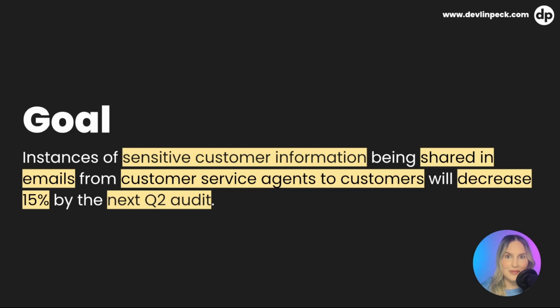So let's look at timelines here, because we have last quarter four, then we need to build this course, launch this course, and the employees need to take this course. And then by the next quarter two audit, which is sometime in the middle of the year, we're expecting the 18% to go all the way down to 15%. And so that's a pretty big goal. And we want to make sure that we're really building courses that can help them get to that goal. And that's really, really important.